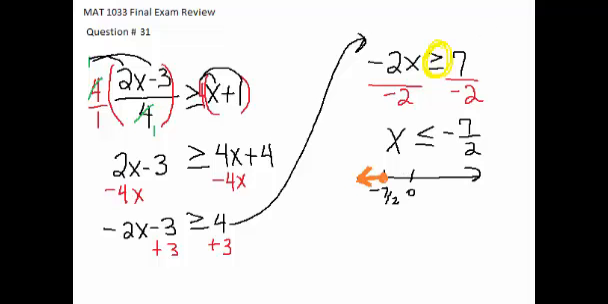We also need interval notation, so the shading would go to negative infinity. We would come up to negative 7 halves. That's included, so we're going to use a bracket. This is the graph form of the solution set, and this is the interval notation.